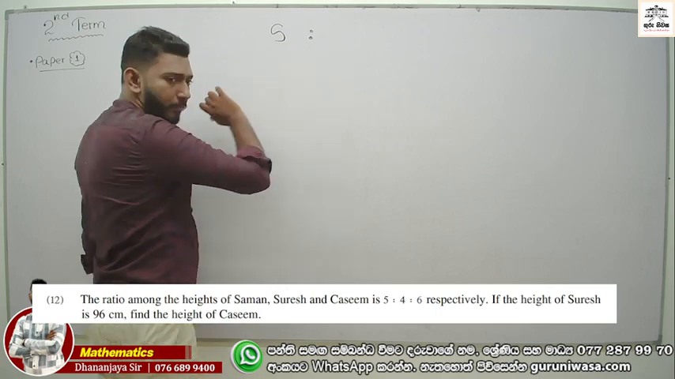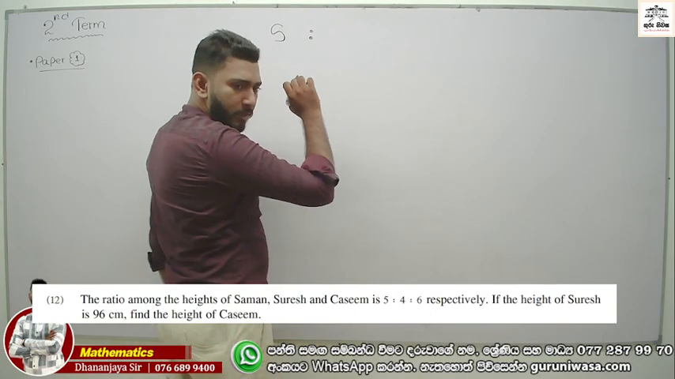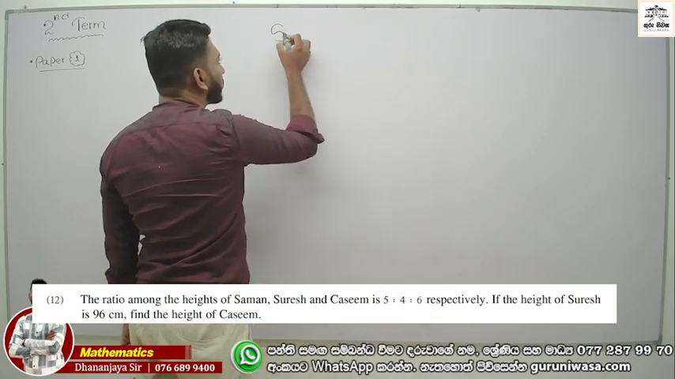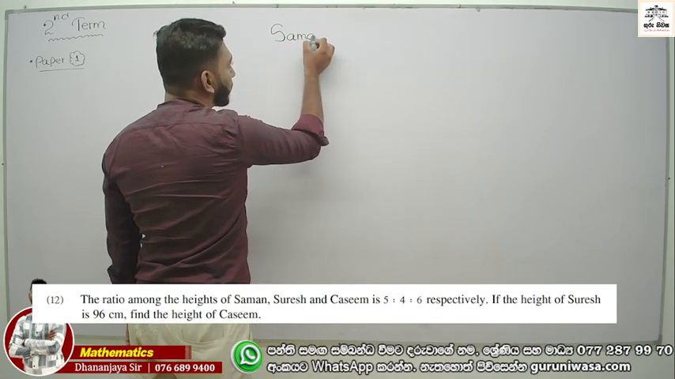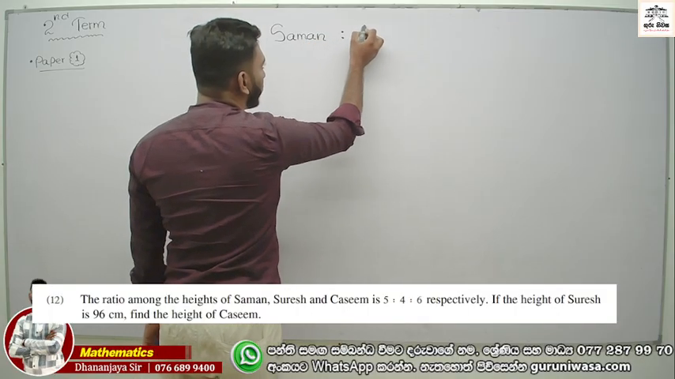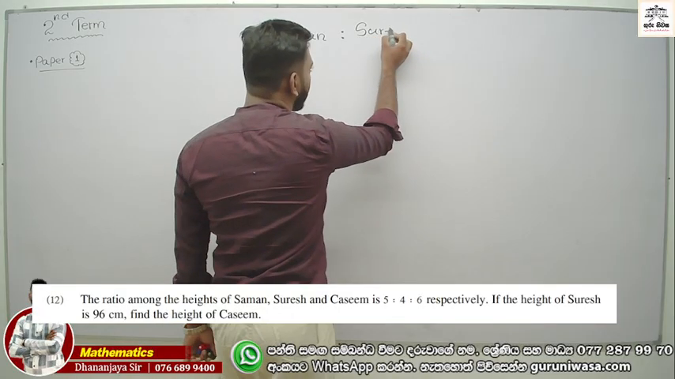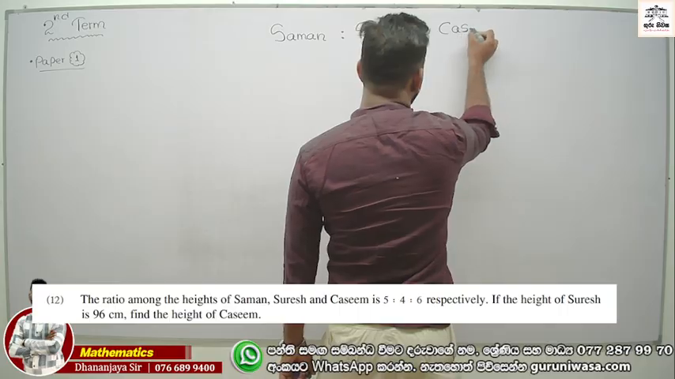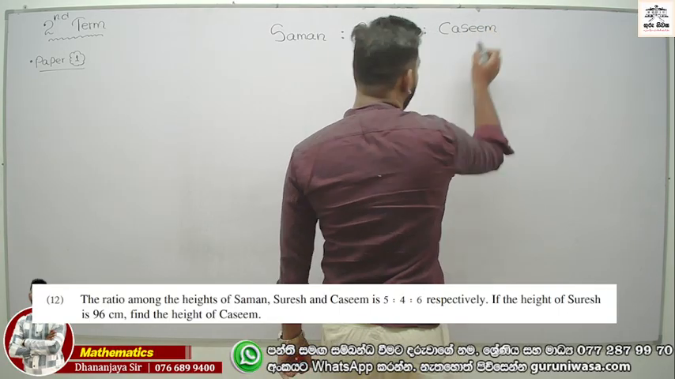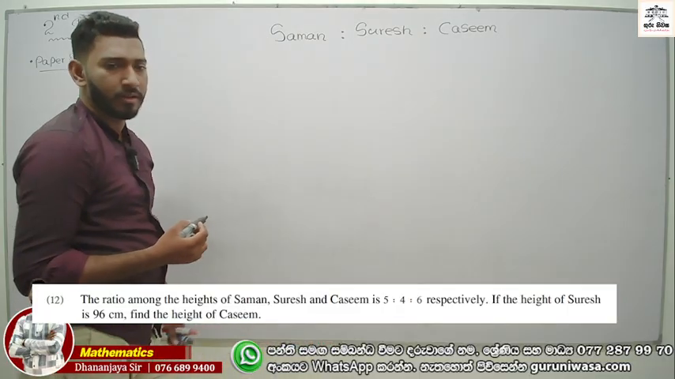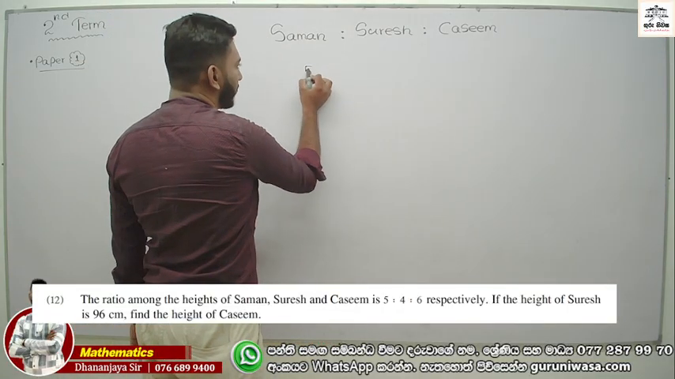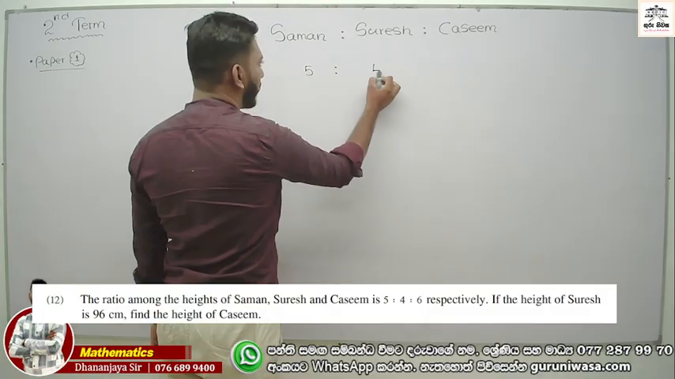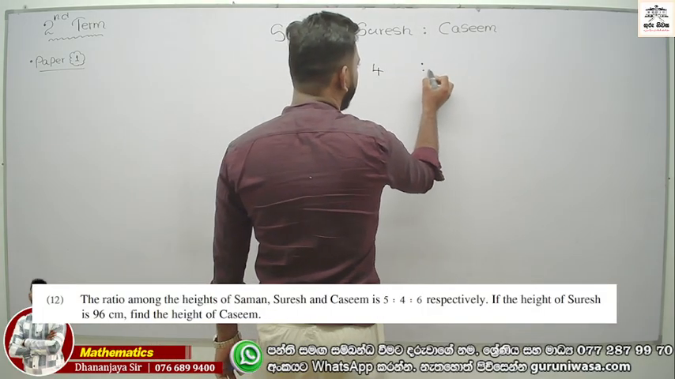Saman, Suresh and Kasim. Five or six. 5 to 4 to 6.